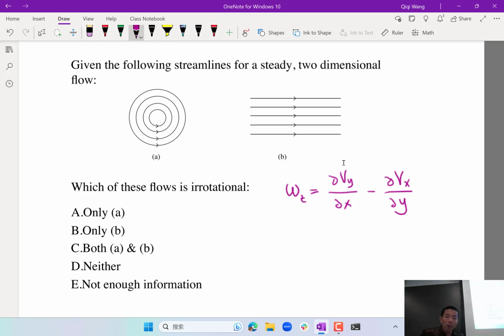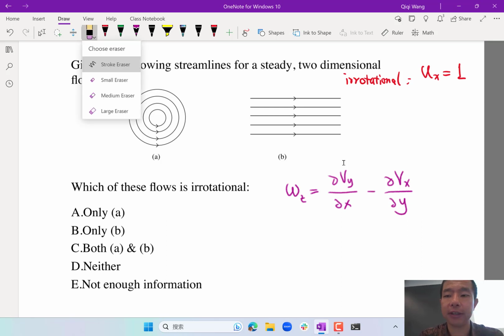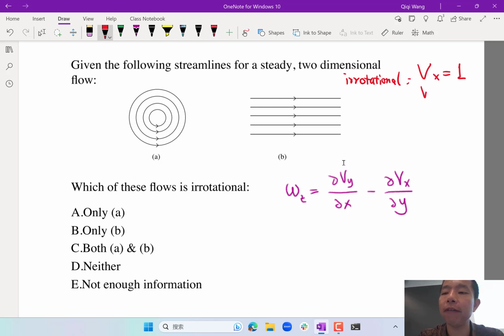Okay, so I see most people worked out the second scenario, right? The scenario where we have parallel flows is actually relatively easy, because the irrotational scenario is just Vx equal to a constant, let's say 1, and let's actually use V here. Let's not switch notation mid-class. Vx is equal to 1, Vy is equal to 0, right? By the parallel streamlines, Vy has to be 0.